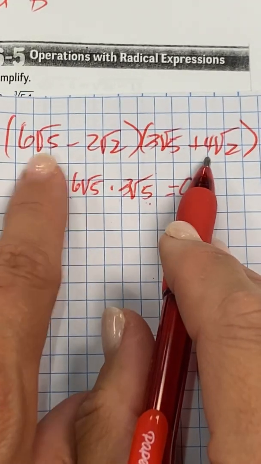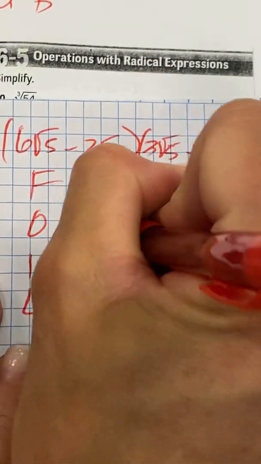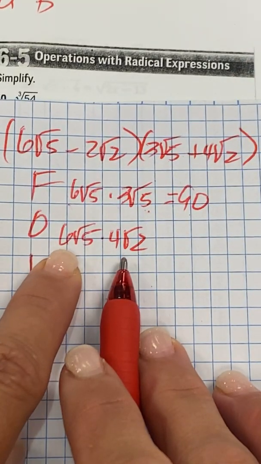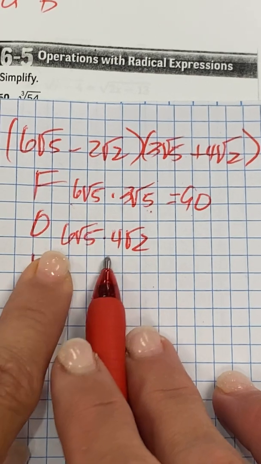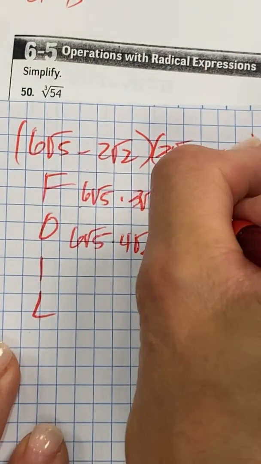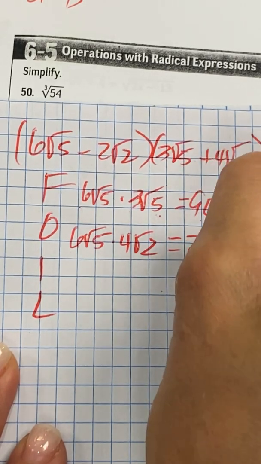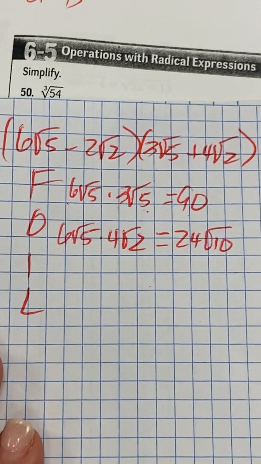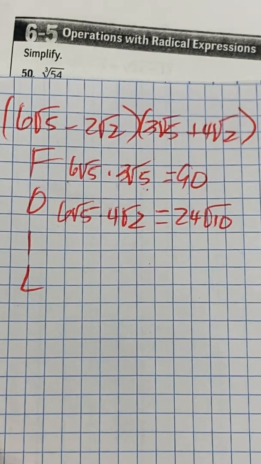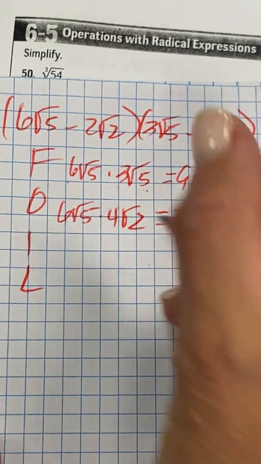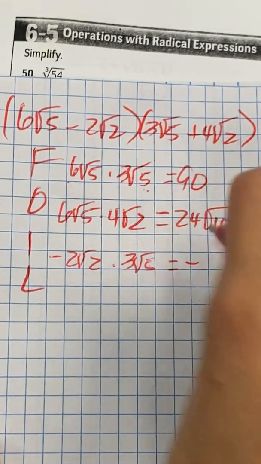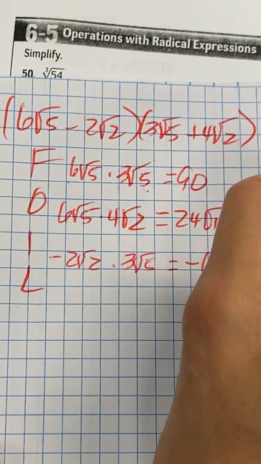Okay, the outside terms look like 6 square roots of 5 times 4 square roots of 2. Guys, what's this product? 24. Can I multiply these together? Yes, you can. This product is 24 square roots of 10. Remember, when you break them down, you take it back to its parts. All right, inside terms. Negative 2 square roots of 2 times 3 square roots of 5. What's the product? Negative 6 square roots of 10.